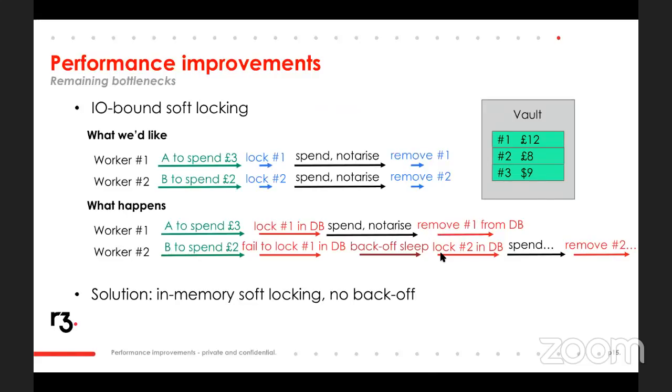So soft locking is specific to fungible states. So if we have some cache in the vault split into like 1,000 states, if we do things naively, and we have two flows running in parallel, they will select the same states to spend. And we want to avoid this. We want them to select different states.